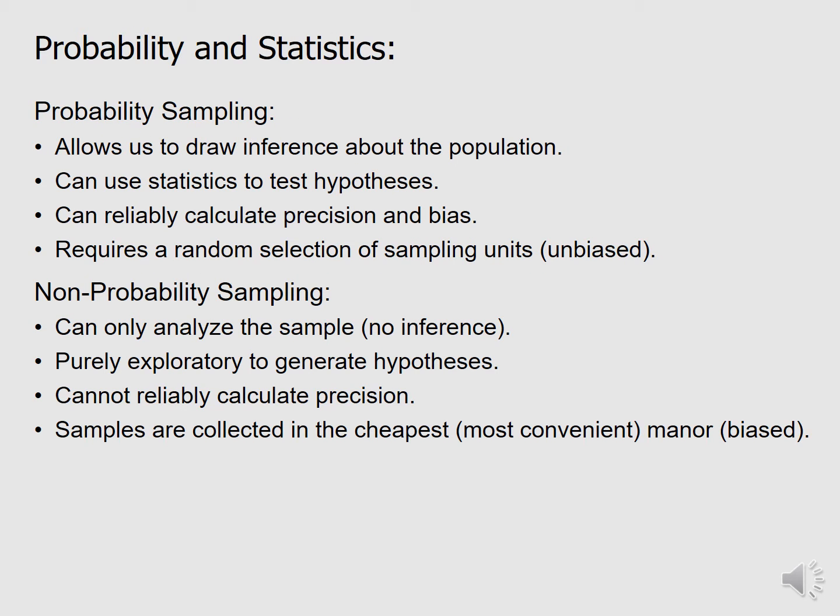Since probability-based samples require a random selection of sampling units, it allows us to draw inference about the population. It is because of this that we can calculate precision and bias of the sample, which allows us to test hypotheses about a population. Conversely, since non-probability based samples are collected as a matter of convenience, we can only draw inference about the sample itself.